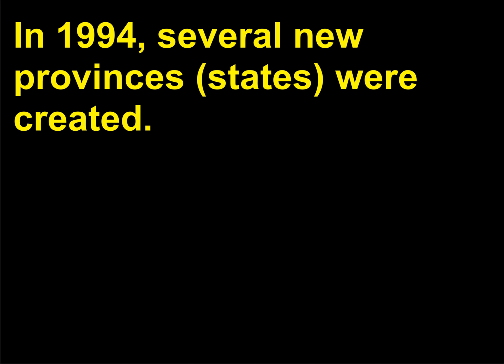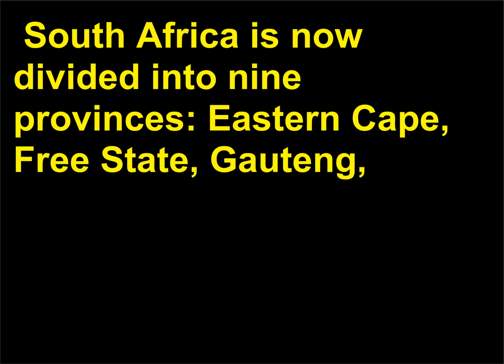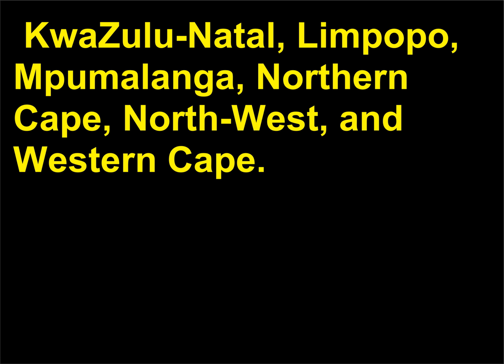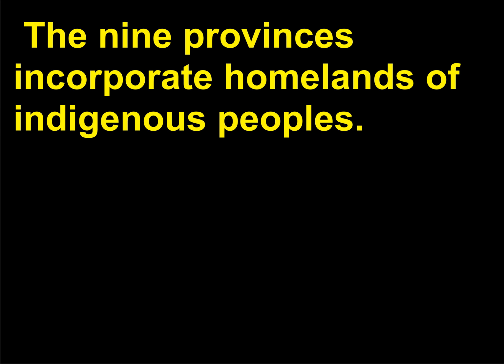In 1994, several new provinces, states, were created. South Africa is now divided into 9 provinces: Eastern Cape, Free State, Gauteng, KwaZulu-Natal, Limpopo, Mpumalanga, Northern Cape, Northwest, and Western Cape. The 9 provinces incorporate homelands of indigenous peoples.